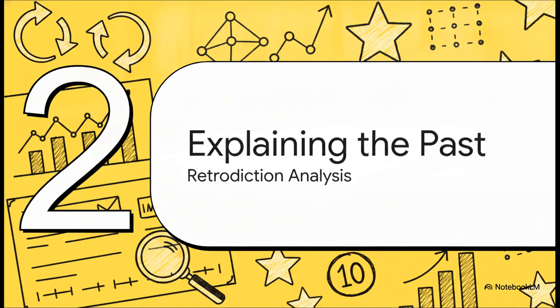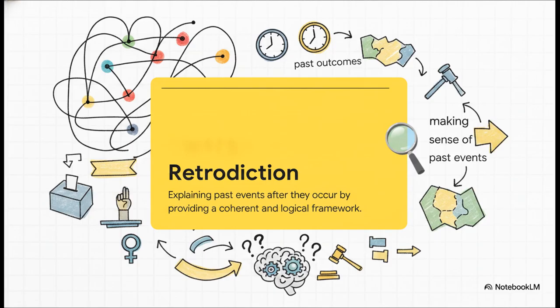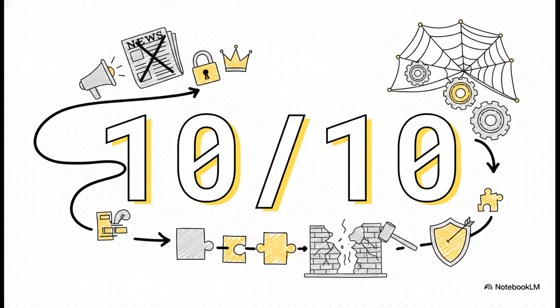Moving right along to Section 2, explaining the past through retrodiction analysis. To figure out how powerful this model really is, the text analyzes a super bold claim that this framework scores a perfect 10 out of 10 in something called retrodiction. If you aren't familiar with that term, our source breaks it down perfectly. Unlike predicting the future, retrodiction means looking back at a set of known, past outcomes and making logical sense of them through a specific, structured lens. It's basically connecting the dots after the drawing is already finished. And the claim analyzed in the text gives the model a 10 out of 10 for this. Why such a stellar score?